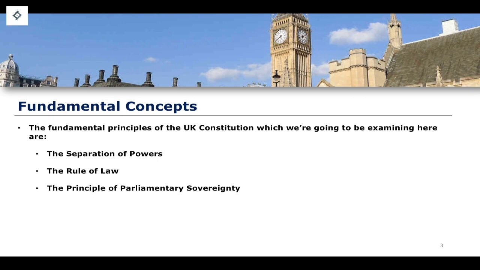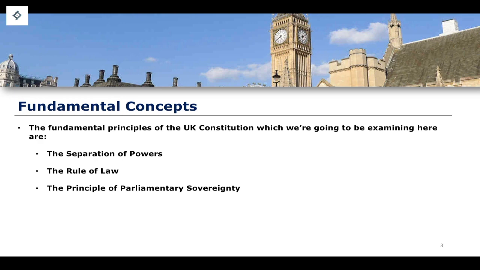You may also throw into that mix things like the nature of constitutional monarchy, and we will talk about the nature of constitutional monarchy when we look in more detail at the sources of the UK Constitution and looking at the role of the prerogative within the modern conception of constitutional law.